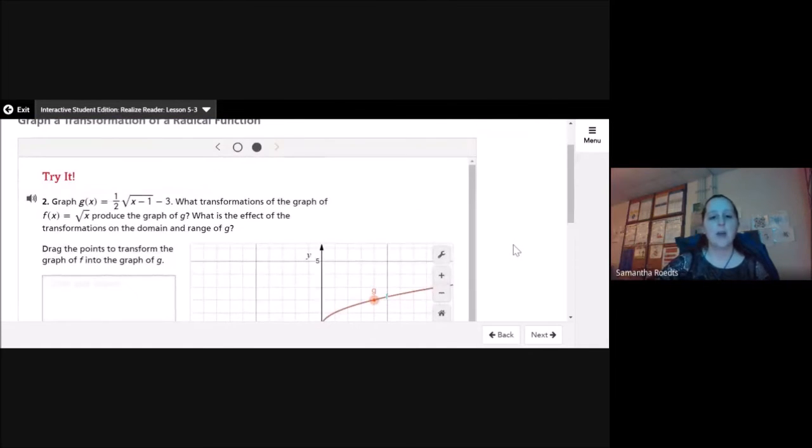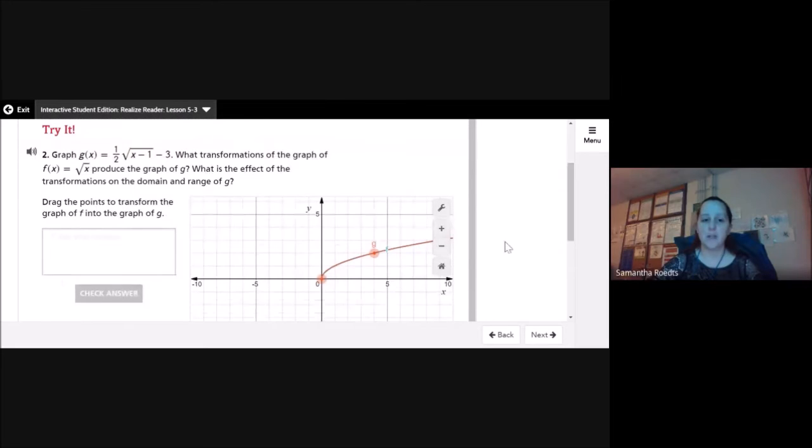All right, so let's try it. I want to graph g of x equals 1/2 square root of x minus 1, minus 3. What transformations of the graph of f of x equals the square root of x produce the graph of g? What is the effect of the transformations on the domain and range of g? Drag the points to transform the graph of f into the graph of g. So the 1/2 tells me that I'm compressing. So compressed vertically by a factor of 1/2.